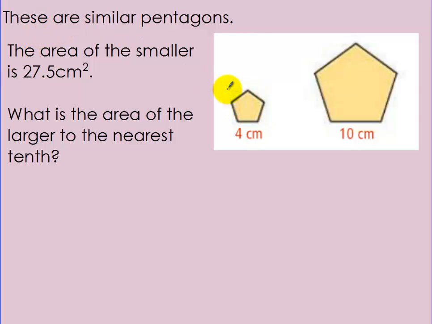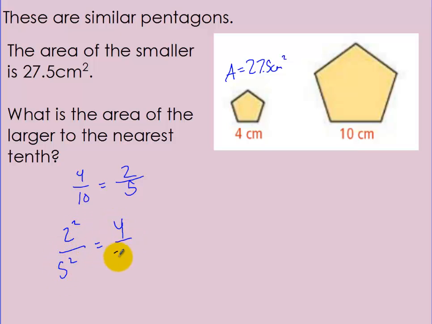So these are similar pentagons. The area of this smaller pentagon equals 27.5 centimeters squared. What is the area of the larger pentagon to the nearest tenth? Well, to figure that out, we gotta do a few things. We gotta figure out their ratio. So the ratio from the small to the large is 4 over 10, which is going to be 2/5. And that means the ratio of the areas is going to be 2 squared over 5 squared, which will be 4/25.